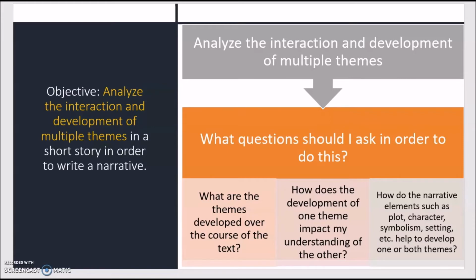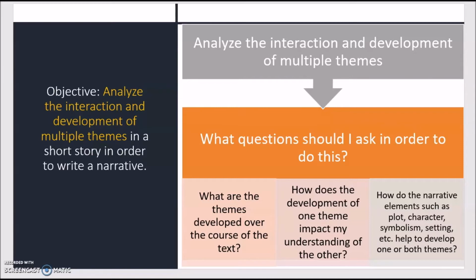First, what are the themes developed over the course of the text? On the theme tracker that you will use during the active reading portion of today's lesson, you'll be given a list of topics that you can choose from. Then you'll want to ask yourself, how does the development of one theme impact my understanding of the other? I will model this thinking using 2 of the 3 topics given to you on the theme tracker.